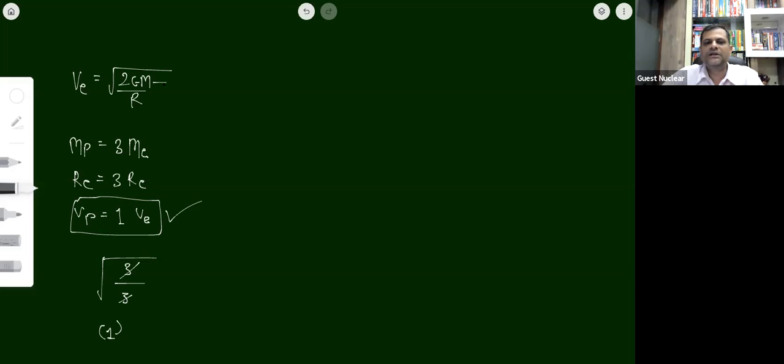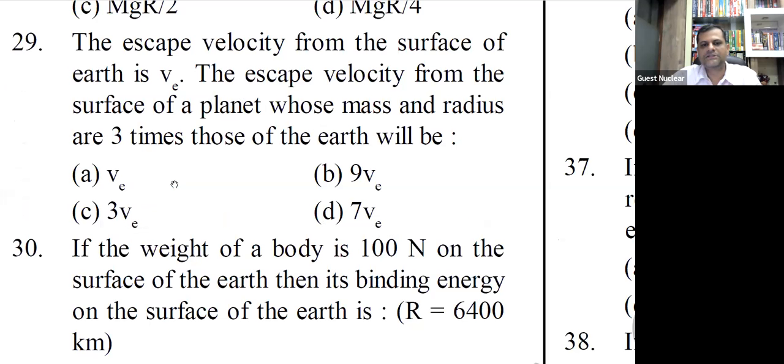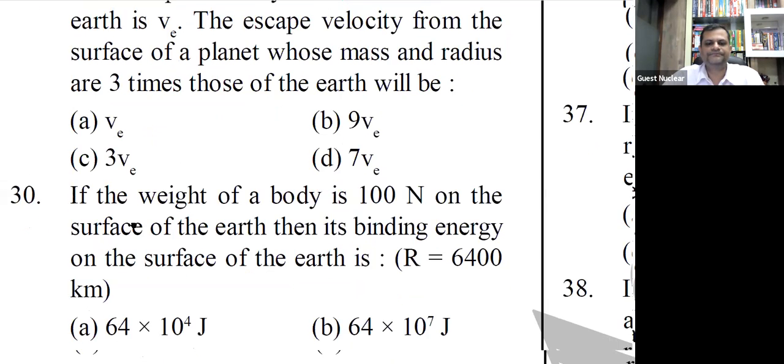क्योंकि देखो मास 3 टाइम्स हो गया, रेडियस 3 टाइम्स हो गया, तो फर्क क्या पड़ेगा, रेशियो तो सेम ही रहेगा ना, रेशियो तो सेम ही रहेगा। और उसकी वजह से यहाँ पे Ve के ऊपर कोई फर्क नहीं पड़ेगा, कुछ चेंज नहीं होगा। Vp will be same as Ve only. This is we have to understand. So answer is Ve only.